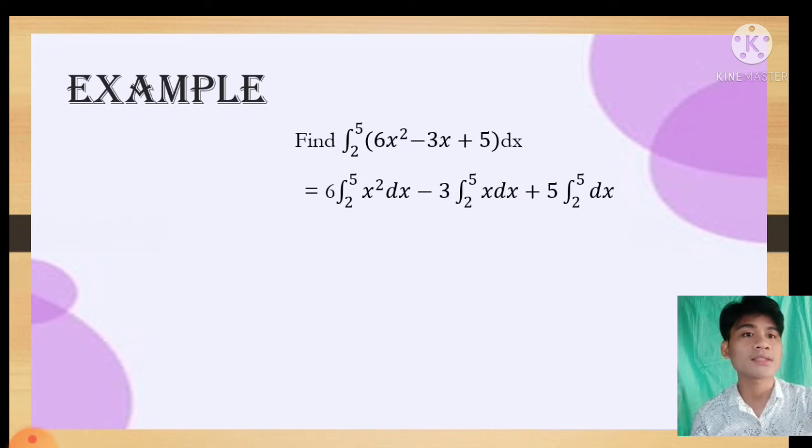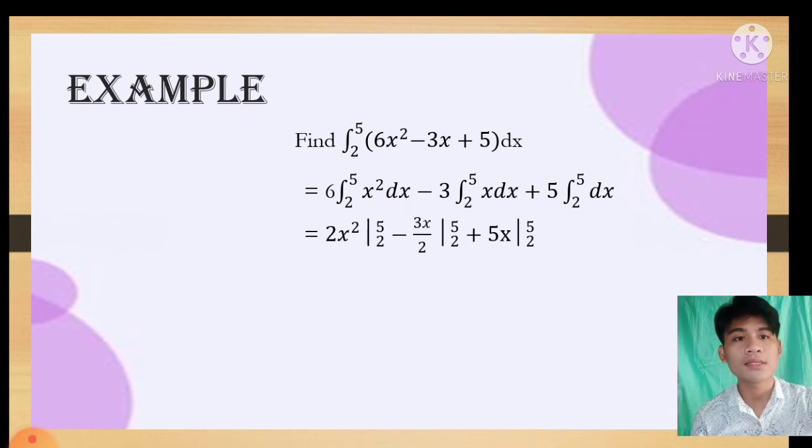Again, the formula, as you observe, we just exclude the given constant, and then we apply the property, which is to distribute the integral signs as you observe here. So we came up with 6 integral of x squared dx from 2 to 5 minus 3 integral of x dx from 2 to 5 plus 5 the integral of dx from 2 to 5. Next, we just solve it and find the values.